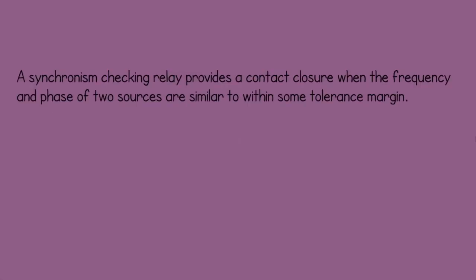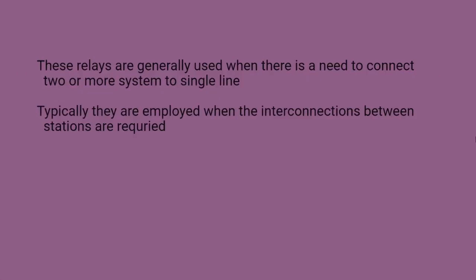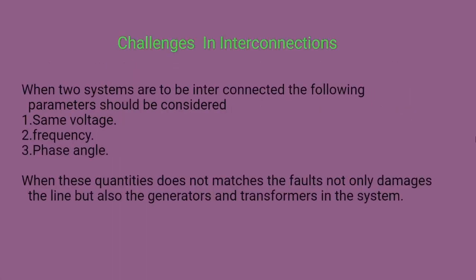Synchronous check relay. A synchronism checking relay provides a contact closure when the frequency and phases of two sources are similar within a small tolerance region. These relays are employed when there is a need for interconnection between different stations. The challenges faced in interconnections are voltage, frequency and phase angle. When these quantities do not match, the fault not only damages the line but also causes serious damage to generators, transformers and motors of the system.